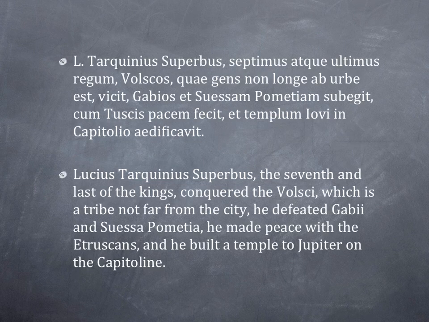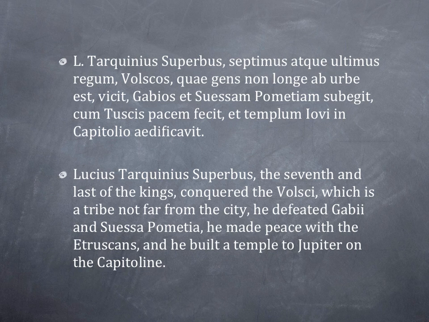The first sentence then. Lucius Tarquinius Superbus. There's nothing too tricky there. We know that that's a nominative. The seventh and last of the kings. Now, volscos, I look at that and I think that's got an os ending. That means it needs to be accusative. So I'm looking for a verb, a main verb. And for that, I look down the sentence and I find vicit. He conquered the Volsci, which is est, quae, relative pronoun, which is a tribe not far from the city.